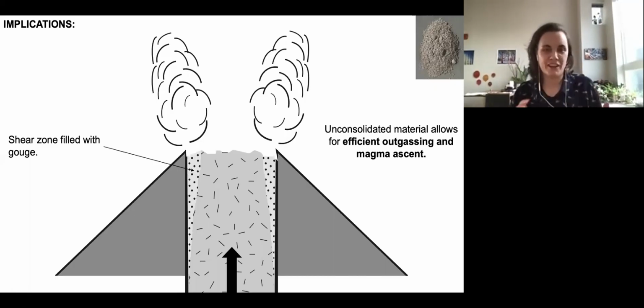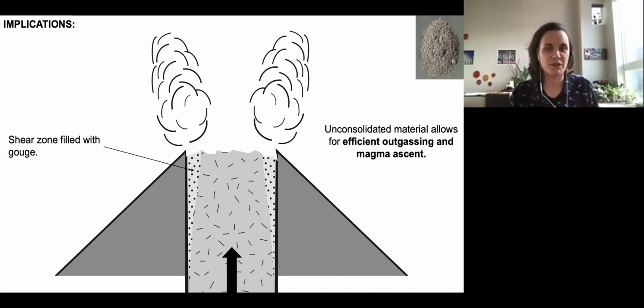So I'm going to return to my cartoon here. This is our initial condition. There's a shear zone filled with gouge, and that gouge is an unconsolidated material that initially allows for efficient outgassing and magma ascent. This is just after the shear zone is formed.